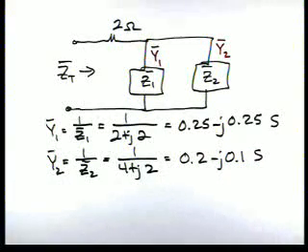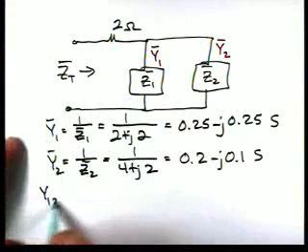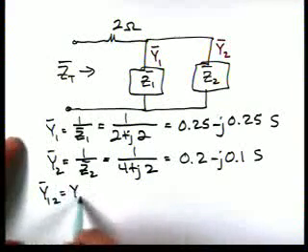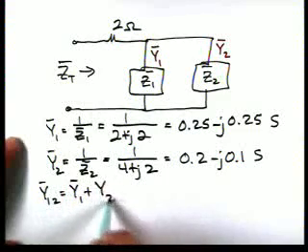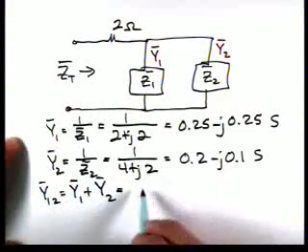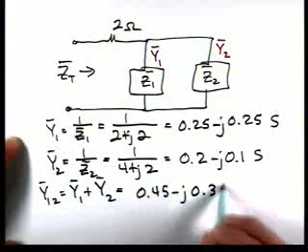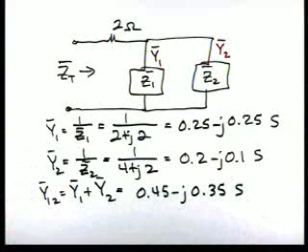Now let's add those together, and we'll call that Y12, which is Y1 plus Y2. So we have two admittances in parallel, we can add them together, and we can see that this is 0.45 minus J0.35. So now let's redraw our circuit again.